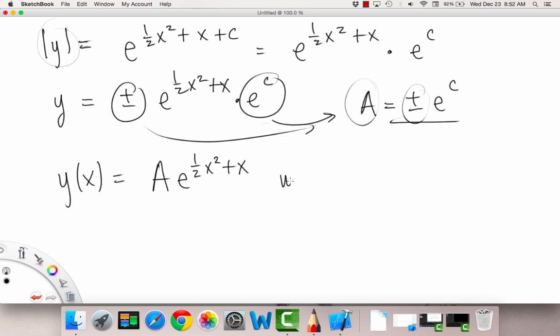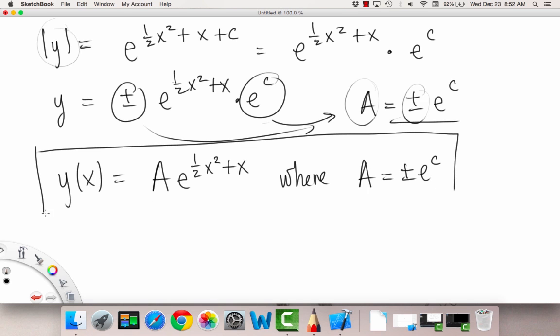And in our solution, we can also write where A is equal to plus minus e to the c, just so the graders, or even you when you look back, won't wonder where this A came from. This explains what our A is equal to.